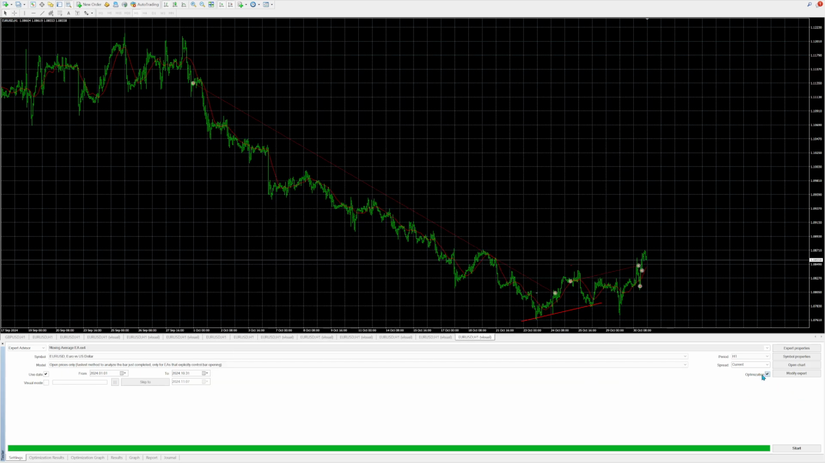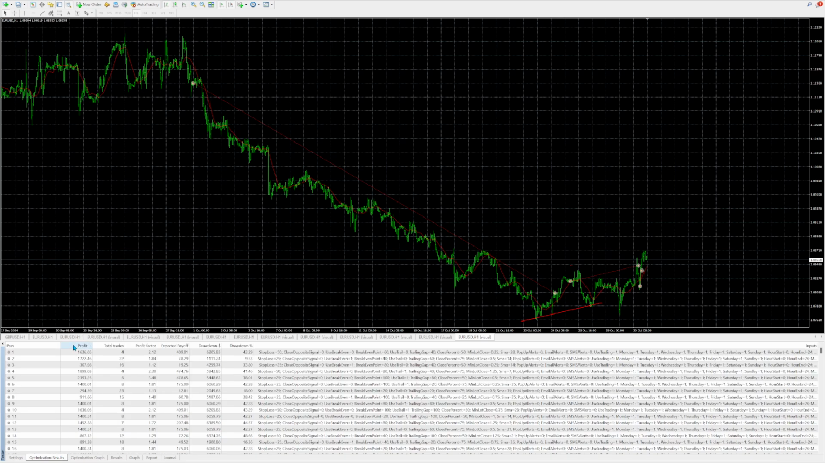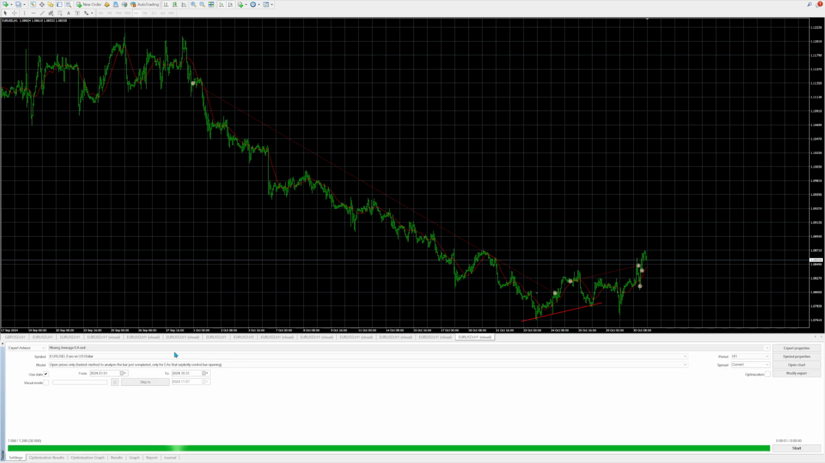Okay, so we'll run an optimization of that for the past year. See if we get any good results. Okay, let's pick one of these that look okay. Well, not fantastic, but let's take the top one.